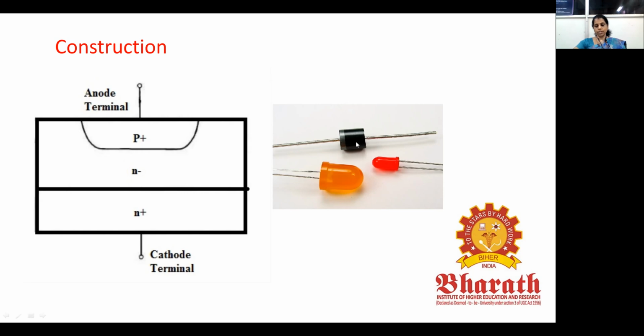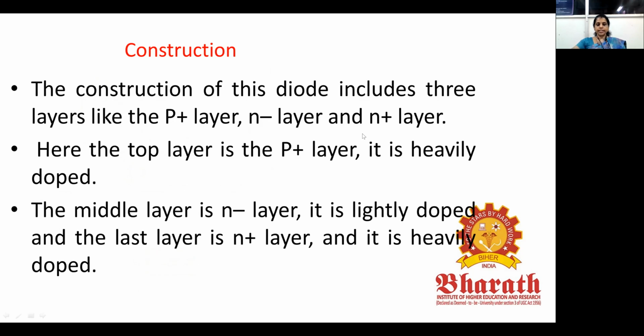So we can see some of the diodes here. Coming to the construction, as I said, it has two layers, the P layer and the N layer. The N layer is again divided into two different segments, the N plus layer and the N minus layer. The top layer is the P plus layer and it is heavily doped. The middle layer is the N minus layer, it is lightly doped. And again, coming to the N plus layer, it is heavily doped.